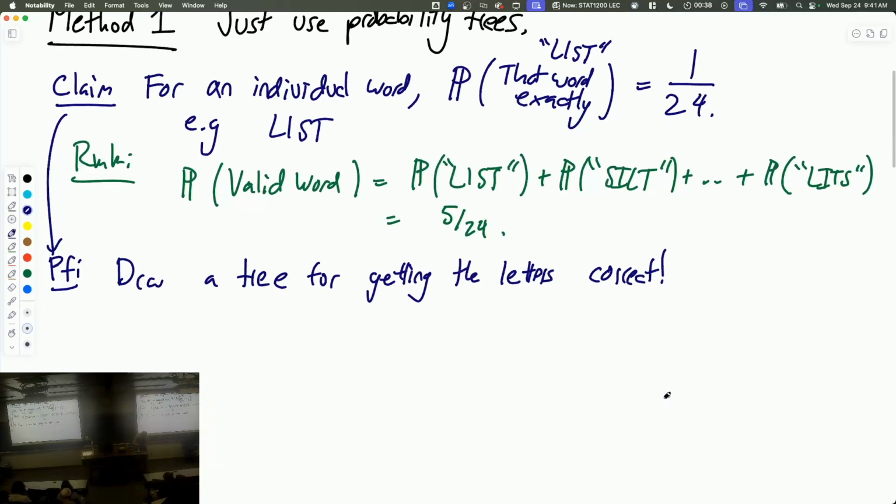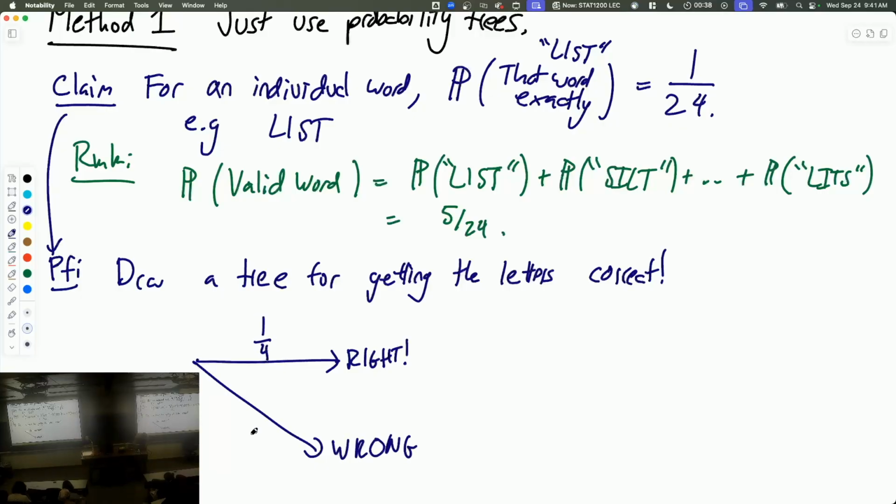Okay. And the first round, either we got it right or we got it wrong. We either got the right thing or we got the wrong thing. And I think there's only a 1 out of 4 chance of getting it right, and there's a 3 out of 4 chance of getting it wrong. And that's because we need exactly an L to come up, and there's only one letter that works. So if we want to get exactly the word list, then it better be an L first, and there's only a 1 out of 4 chance of getting it right.